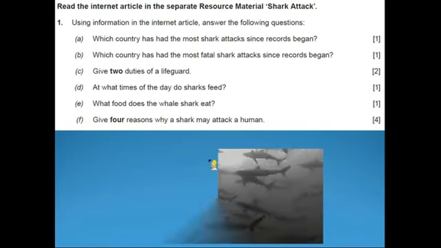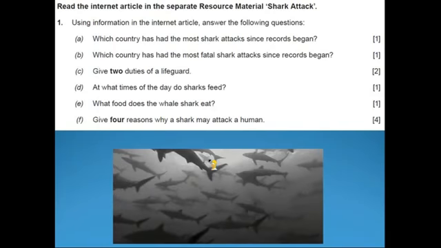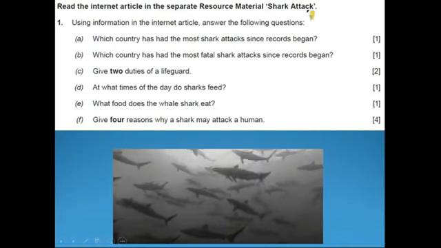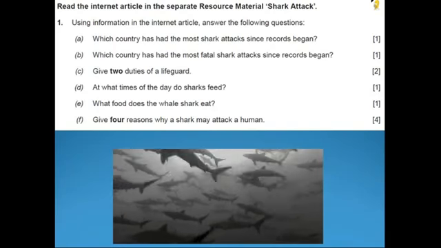So here are our questions. Read the internet article in the separate resource material, shark attacks. Obviously, you've got to make sure you read the right document, because sometimes they may ask you questions about the second document first. So just make sure the title at the top is the one I asked you to read. So using information in the internet article, answer the following questions.